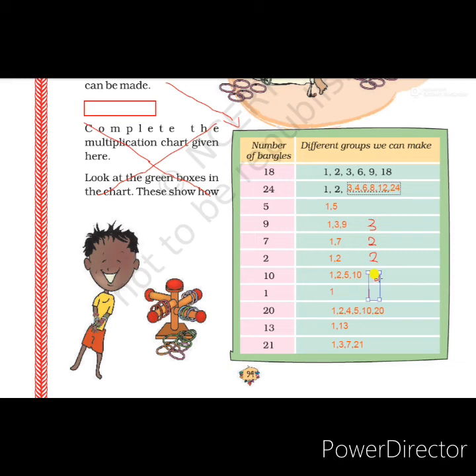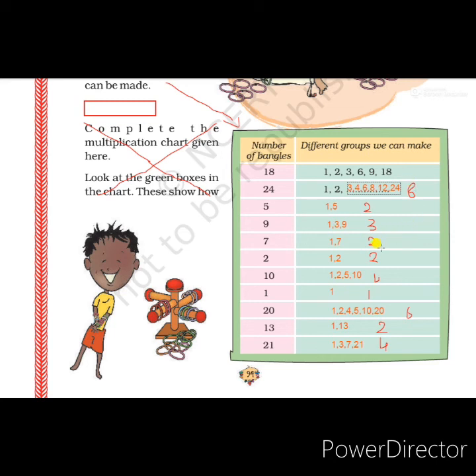Now 20 has 1 2 3 4 5 6 factors. 13 has 2 factors. 21 has 4 factors. Find this complete, check these boxes and find how many factors the given numbers have. From these boxes we observe that some numbers have 2 factors only and some numbers have more than 2 factors.